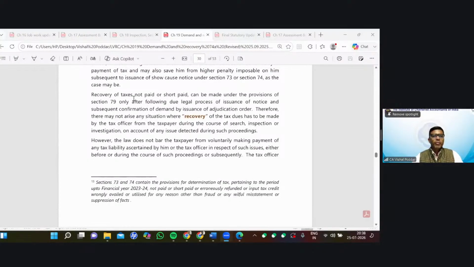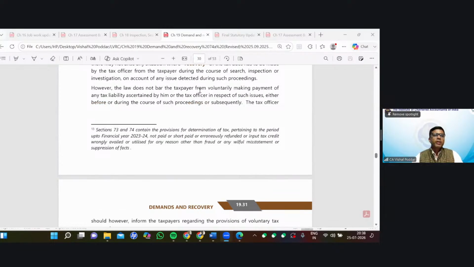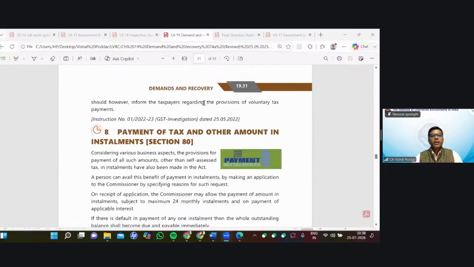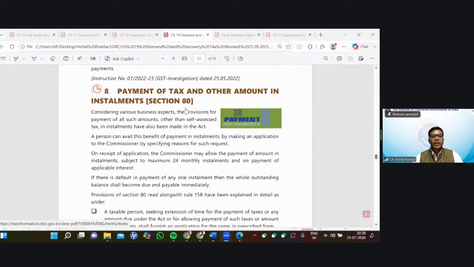Now, recovery of taxes not paid or short paid can be made under the provisions of 79 only after following legal process of recovery. However, the law does not bar the taxpayer from voluntary payment of any tax liability ascertained by him or by any tax officer in respect of such issues, either before or during the course of such proceedings. The tax officer should, however, inform the taxpayer regarding the procedure of voluntary payment. So this is the instruction I was talking about, students, that the officers at the time of any such action should not make it compulsory or forceful for the taxpayers to deposit the amount. And if they do so, as I said, there are many judgments where they have said that this has to be refunded back.